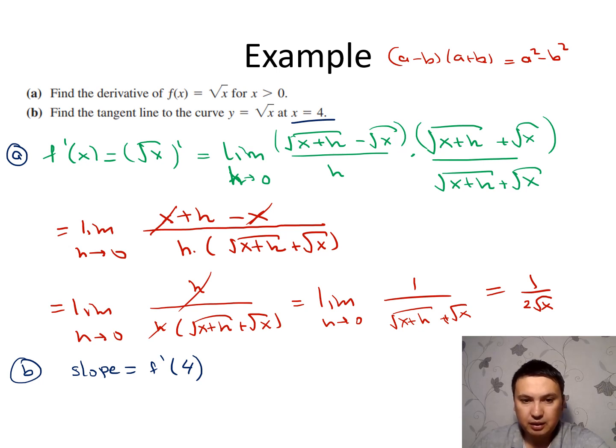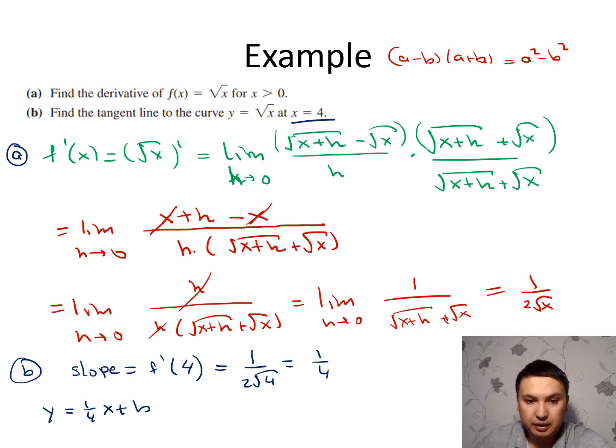So we already have the derivative f prime. It's 1 over 2 square root of x. So this is nothing but 1 over 2 square root of 4, which is 1 over 4. So we found the slope. Now, what was the tangent line formula? As you remember, y is equal to the slope, which is 1 over 4, x plus b, right?